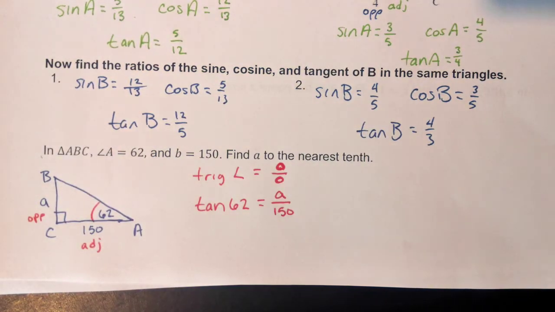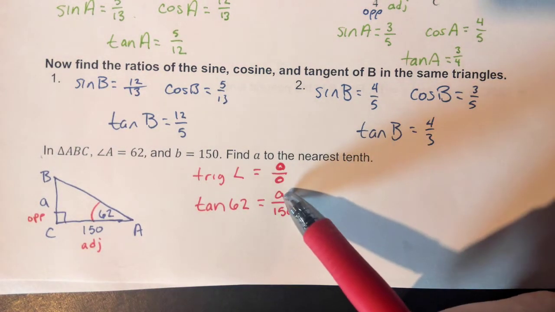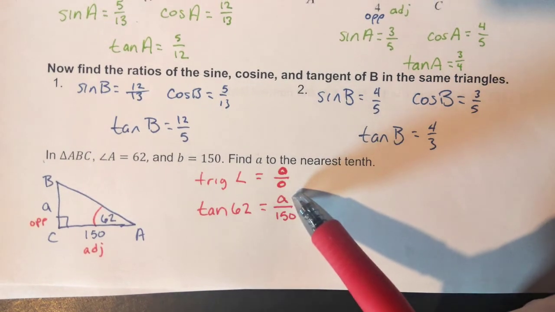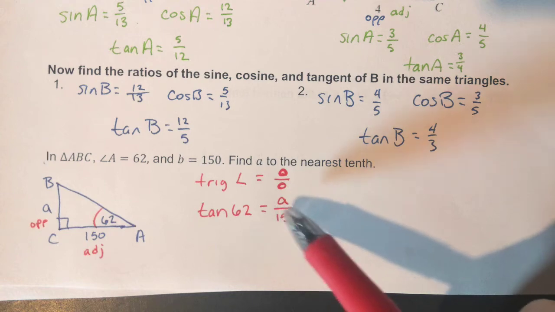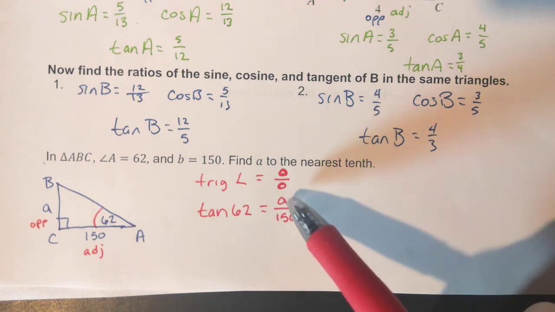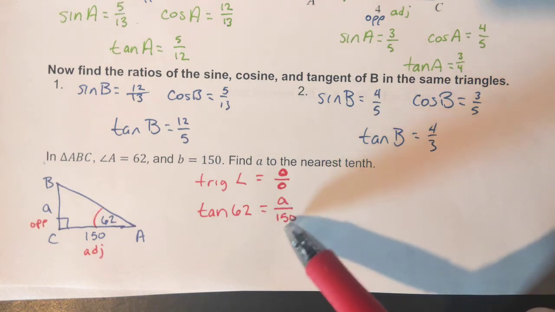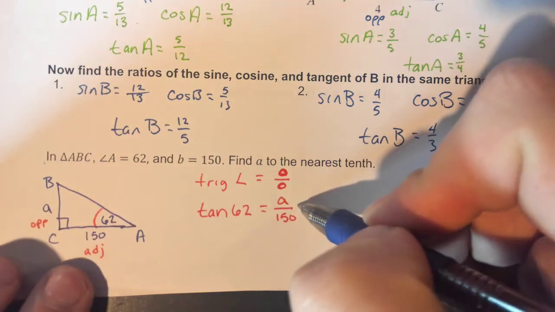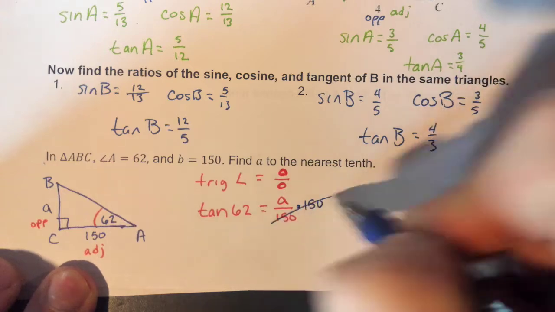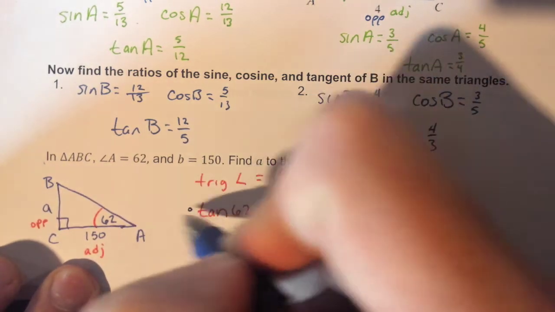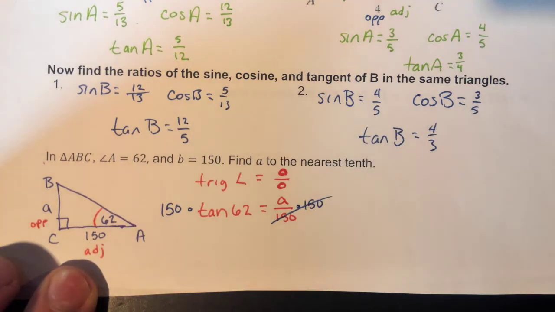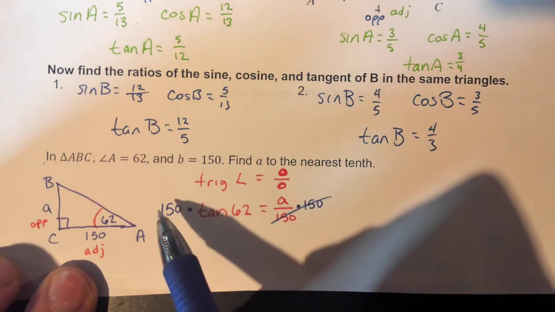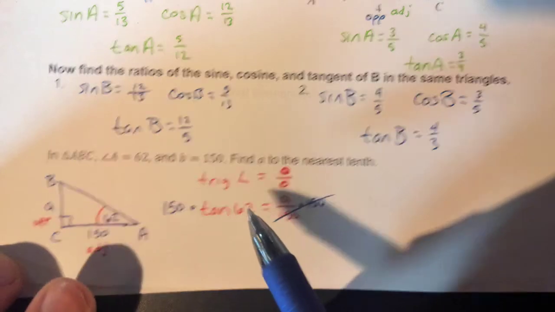Okay, so this is an algebra problem now. We're solving this equation for A. So how do I get A by itself? Oh, I need to get rid of that 150. What is that 150 doing to that A? It's dividing it. So what's the opposite of dividing? I multiply by 150. If I multiply one side by 150, I have to multiply the other side by 150. So you see that A is now by itself. A is 150 tangent of 62.